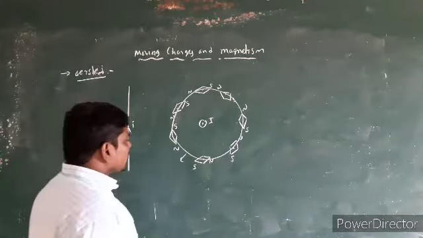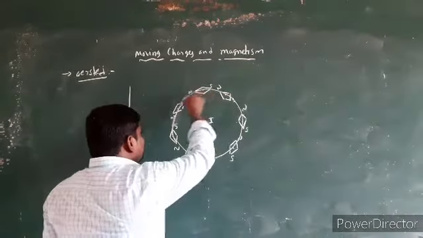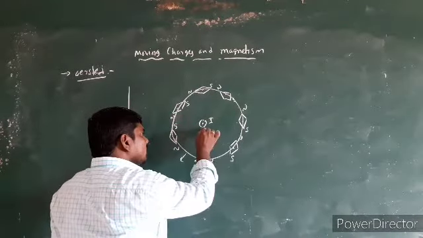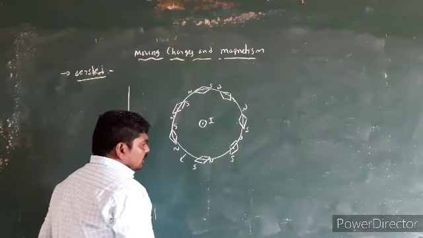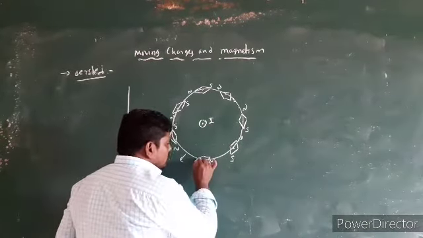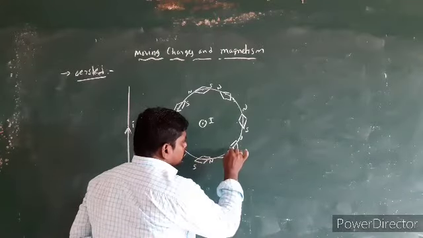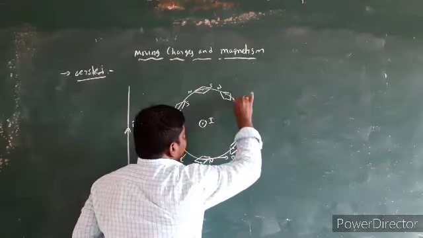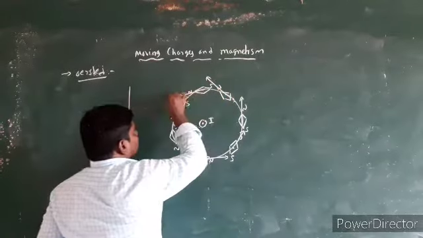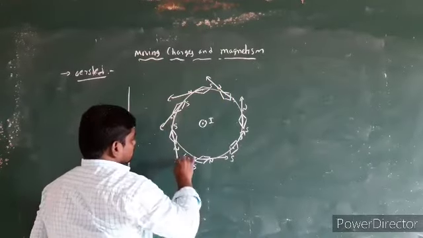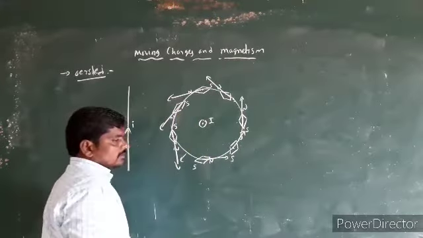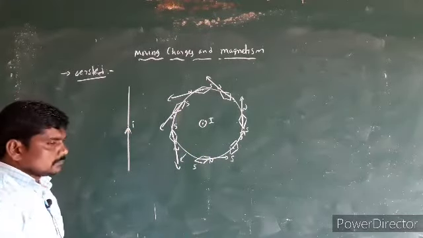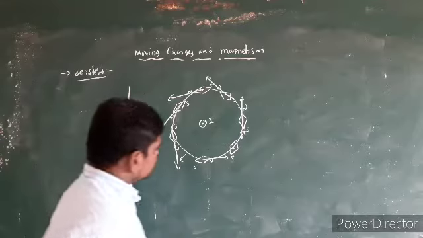Now if you want to know the direction of the magnetic field, this is the magnetic field line due to the conductor carrying current I amperes. What is the direction of the magnetic field? At any point, the tangent drawn to the circle gives the direction of the magnetic field. This is the direction of the magnetic field due to this conductor. Okay, students.